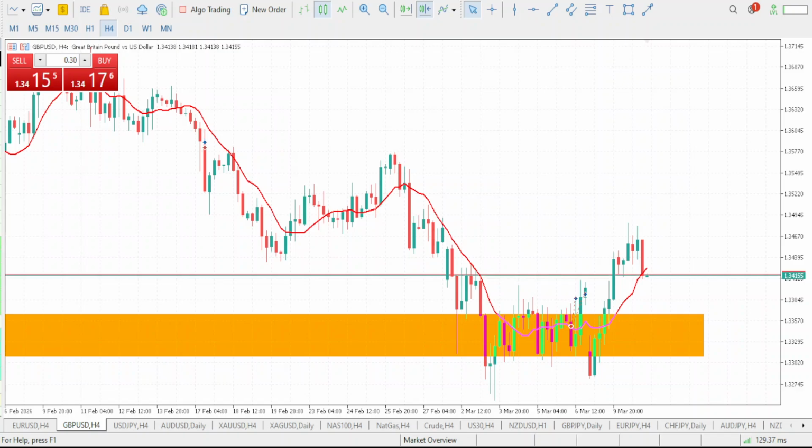So now let's take a look at what we will be expecting for today on our GBP USD.